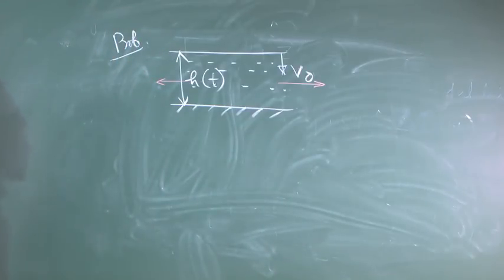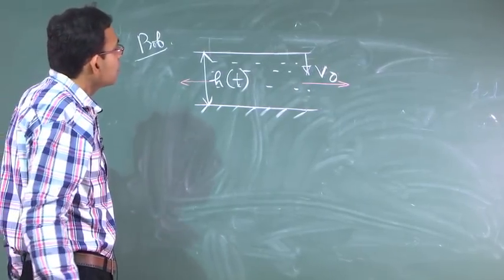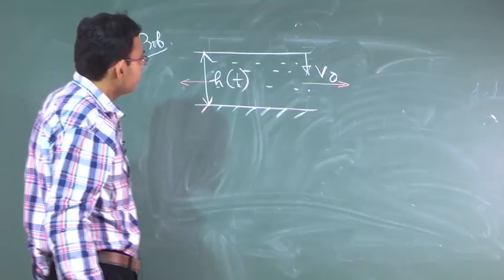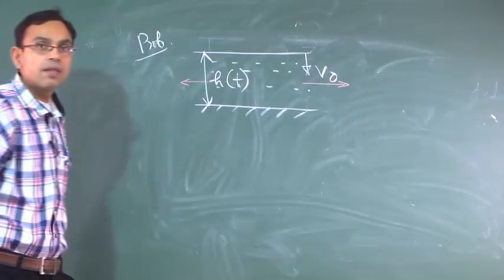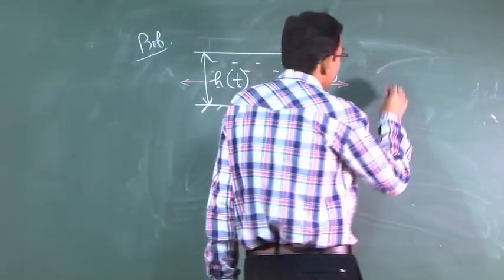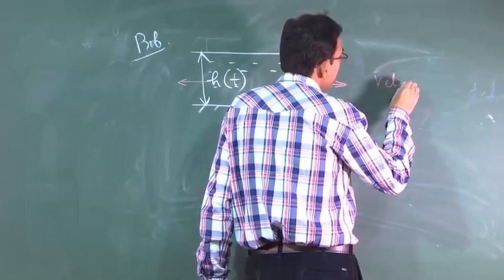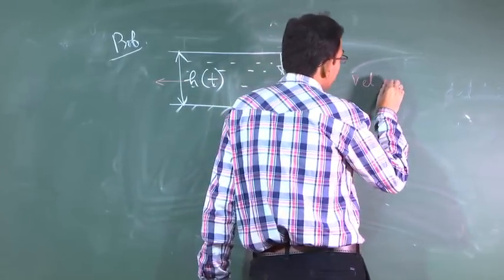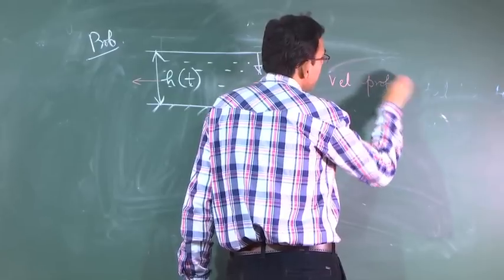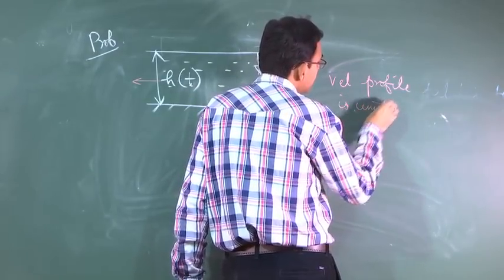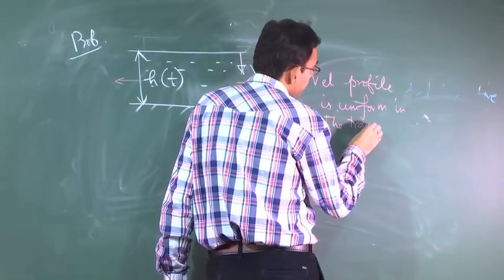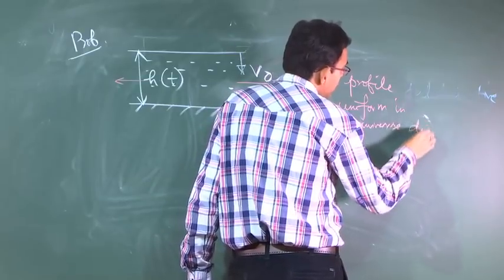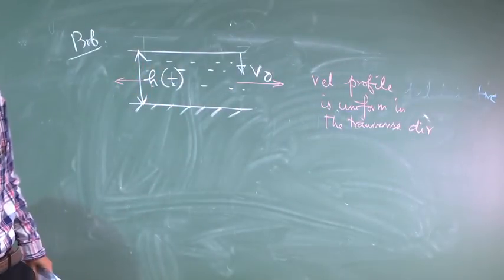What it essentially means is that now there will be a velocity developed in the radial direction, and it is given that the velocity profile is uniform in the transverse direction. What it essentially means is something like this.